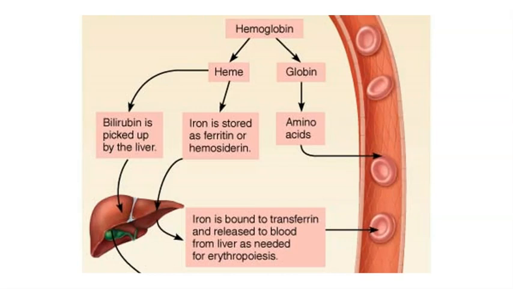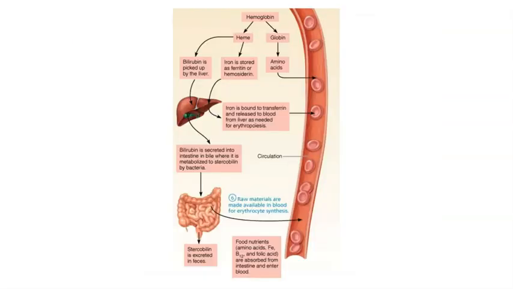The remainder of the heme group is degraded into a pigment that's called bilirubin, which is then picked up by the liver. The liver will then release bilirubin along with bile into the small intestine when the liver is stimulated to release that bile because of its function in digestion. Once that bilirubin makes its way through the small intestine into the large intestine, bacteria in the large intestine will convert bilirubin into another pigment called stercobilin. And stercobilin is a brown pigment that is what gives fecal material its characteristic color.